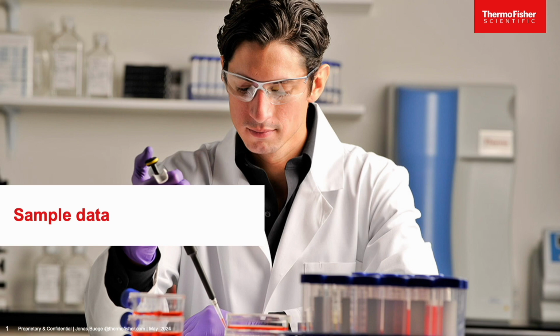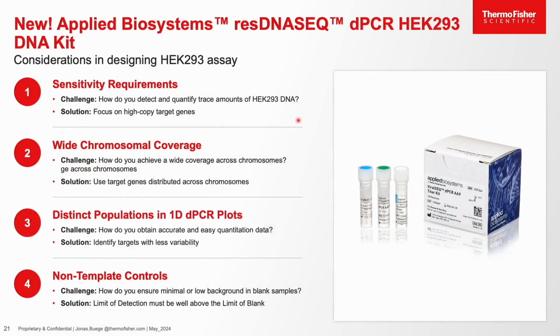Today I will introduce to you two kits that we have, the HEK293 DNA kit and the AAV kit, and I will show you some data that has been generated using the two kits. Assay in our portfolio, which is the dPCR HEK293 DNA kit. There are some challenges when designing the assay for HEK293, and below we have outlined some of the key considerations for us when we design this assay.